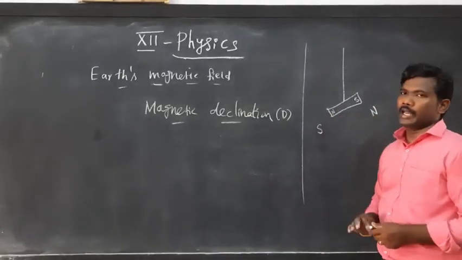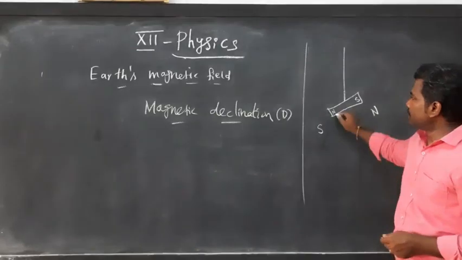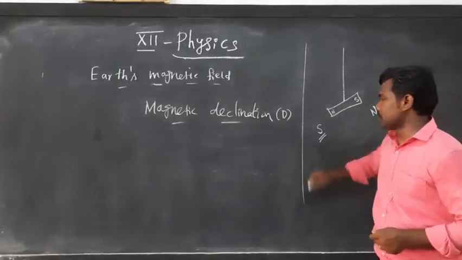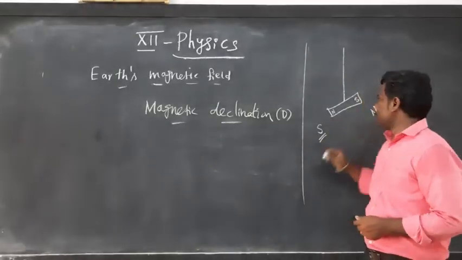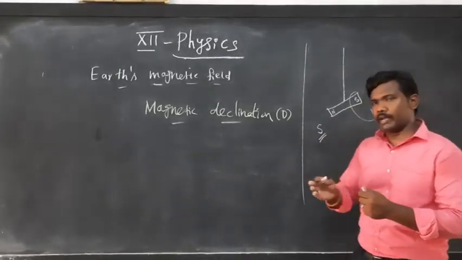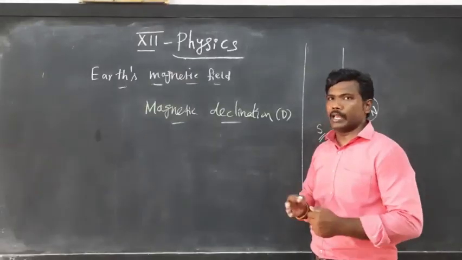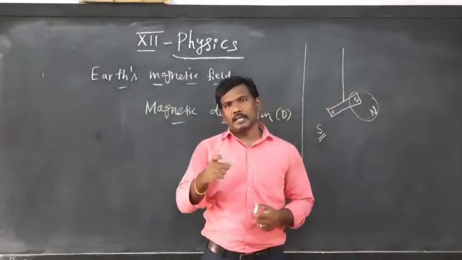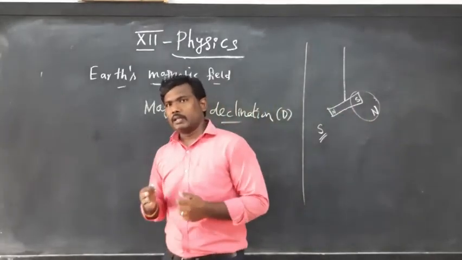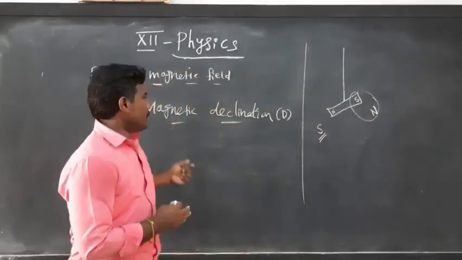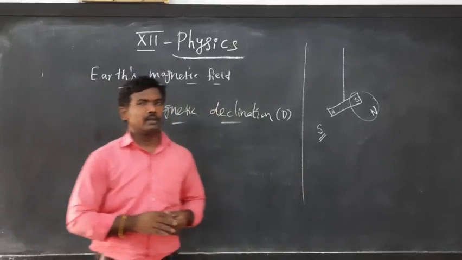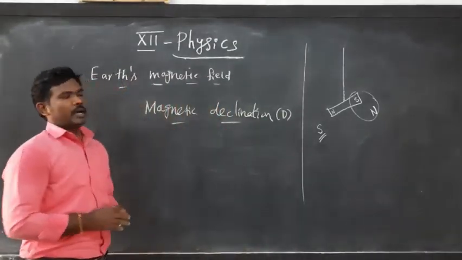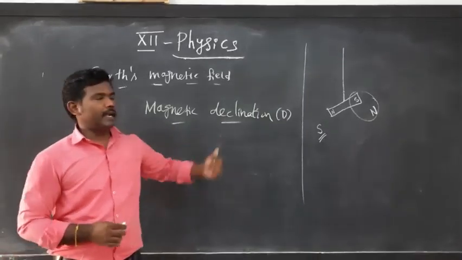Okay, that is the alignment, but that north pole does not exactly match with the south pole of the earth magnet. There is some deviation between the alignment of the bar magnet and the earth magnet. There is some deviation produced. Okay, that deviation is used to define the magnetic declination.